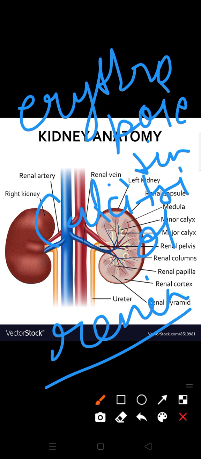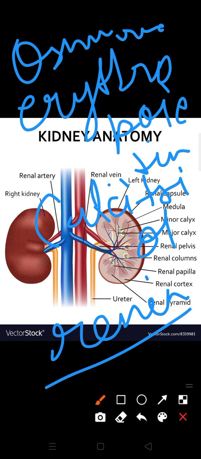The main function of this renin enzyme is that it helps in the process of osmoregulation. Beta, osmoregulation is very important because osmoregulation only maintains our blood pressure. Are you getting my point? These are the main functions which I just discussed with you all.